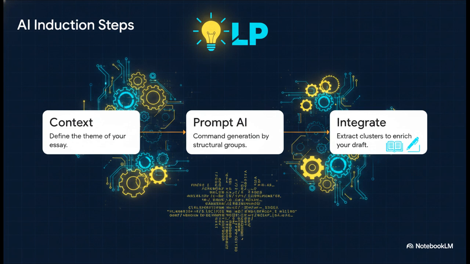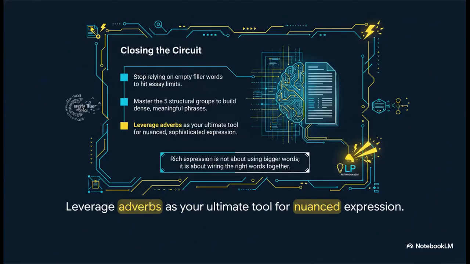Step 3, integrate. Extract those exact context-specific clusters and keep them as a cheat sheet right next to you while you draft or edit your essay. You're organically enriching your expression with precise terminology. So the crucial point I want to leave you with is this. Rich expression is not about grabbing a thesaurus and hunting for bigger, more obscure words. It's just not. It is about wiring the exact right words together.